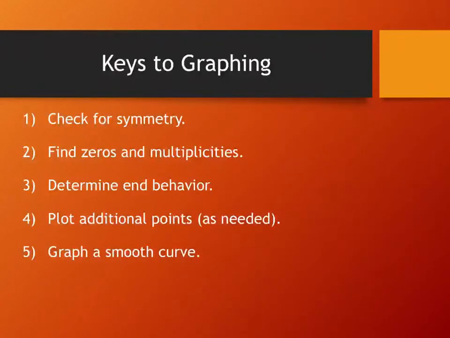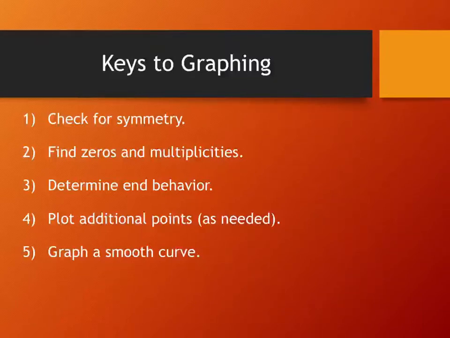Checking for symmetry. Sometimes that is concrete, like we do something physical, or we just observe the equation that we're working with, that there's symmetry. Finding zeros and multiplicities. That's something we will do algebraically, always. The third one is to determine the end behavior, what's happening on the ends of the graphs.